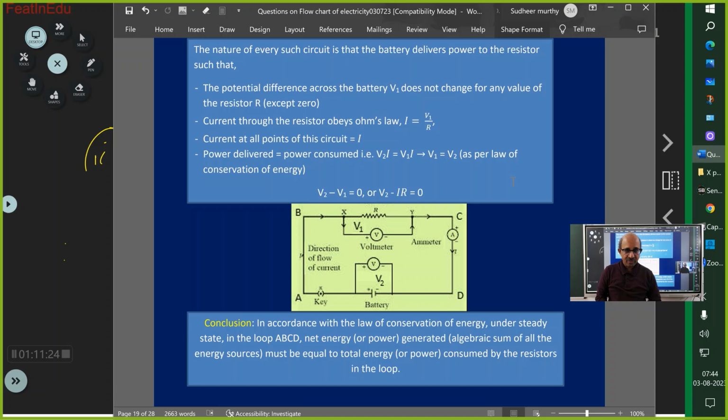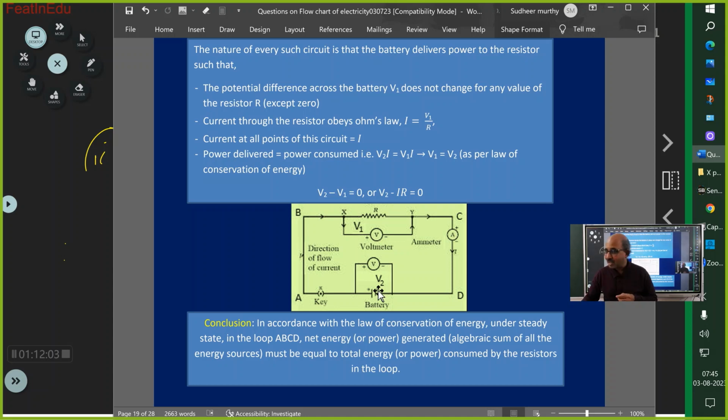If you go in a loop, loop means you start from here, go like this and come back here. Yes, sir. If you go in a loop, the total power given will be equal to total power consumed. What did I say? Total power given will be equal to total power consumed. Or in other words, total energy given is equal to total energy consumed. Yes, sir. Or in other words, total energy per coulomb given is equal to total energy per coulomb consumed.